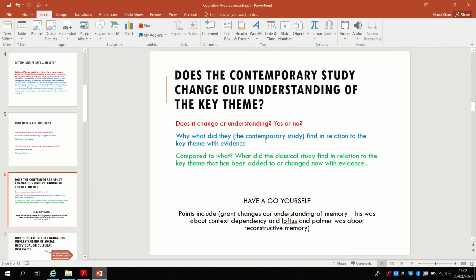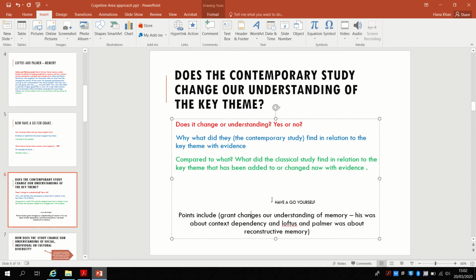So does it actually change our understanding, yes or no? So we've done this before. Does it actually change our understanding? Why? What did the contemporary study find? So what did Grant's study find in relation to the key theme with some evidence? Compared to what? What did the classical study find in relation to the key theme? It says, have a go yourself.